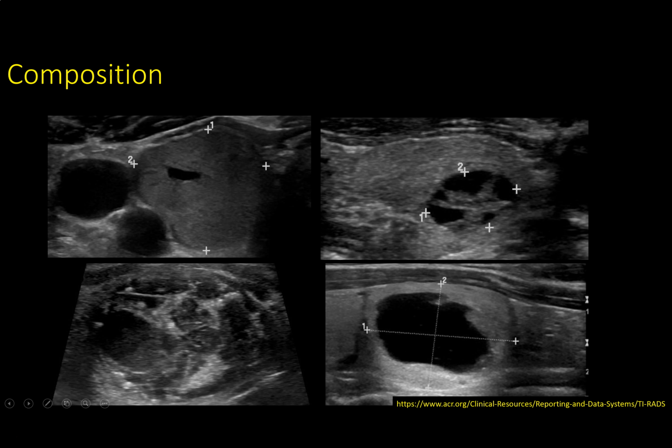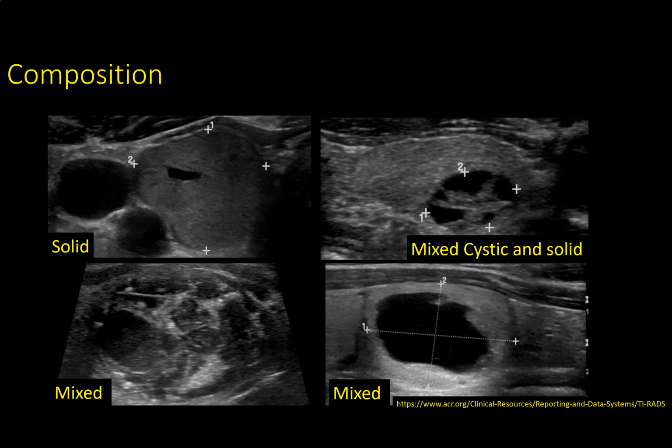Other types of composition include solid, which is a pretty straightforward category and is defined as over 95% solid. Estimating this precisely can occasionally be challenging, but if it has very minimal cystic components, then consider it solid. The next component is mixed cystic solid, and that occurs if you are over 5% cystic.